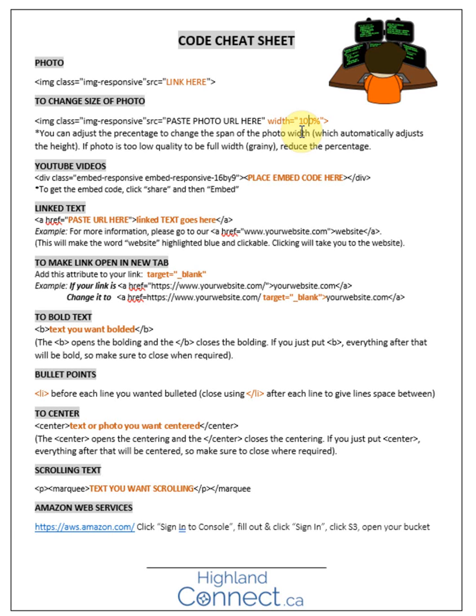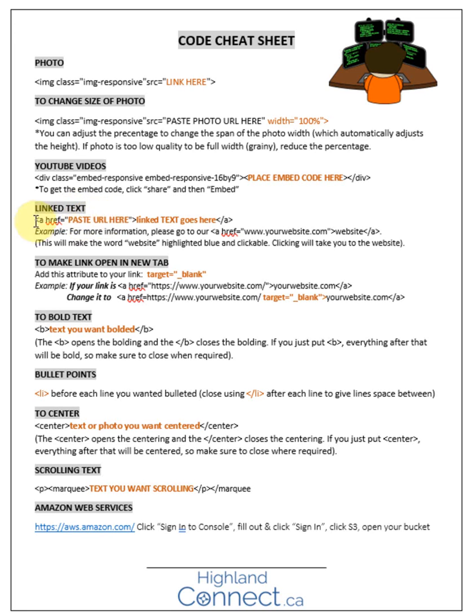So if it's spread out 100% across the screen, it might be really grainy, but if you change the percentage to say 80% or 60%, it may look fine. This is the code for embedding YouTube videos. So you go to the YouTube video you want, and then to get the code, you have to click share and then embed, and then you copy that code and put it in there. Also in the information section of the record.